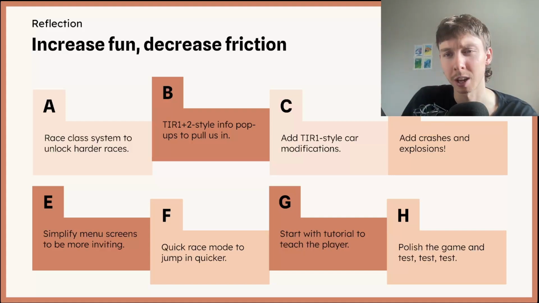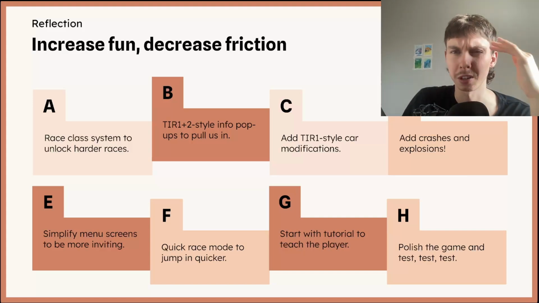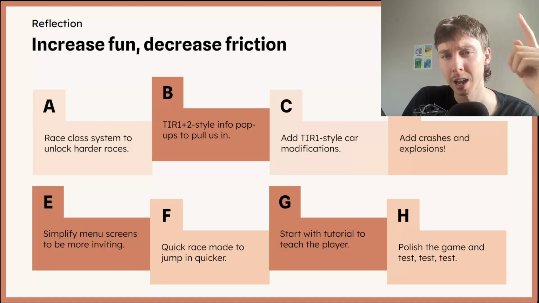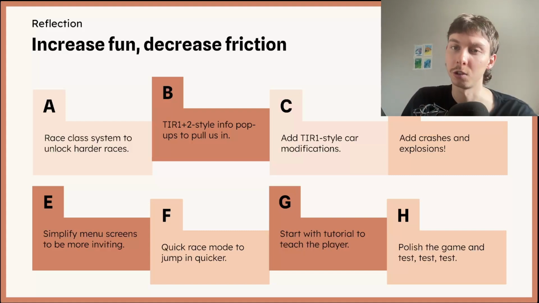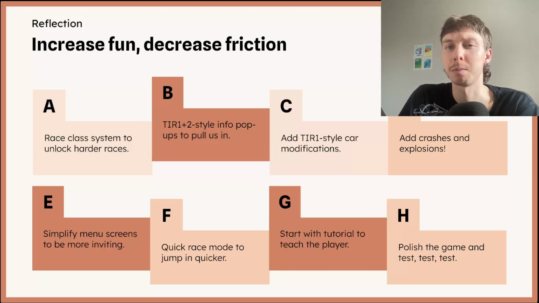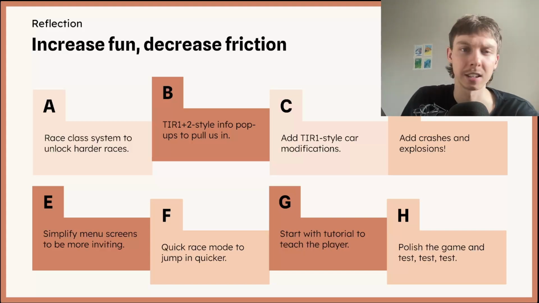Okay, and then decreasing friction: simplifying menu screens to be more inviting. We've talked about that 100 times already now. Quick race mode to jump in quicker. Talked about that. Just being able to press play and play the game rather than having to choose all those random options and gearing and having to figure out the game from scratch. A tutorial for the career mode when you do want to learn how to do all that stuff. And polishing the game. This is bug fixing, testing, and getting it done.